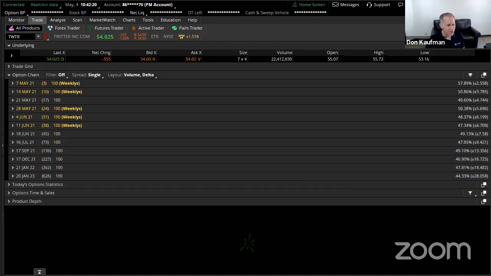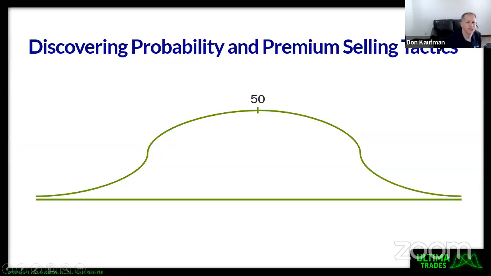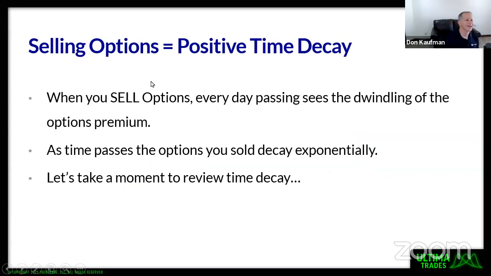Now, as we start to forge forward, all I wanted to do at this point is just introduce the sale of an option. Now we're going to take it a step further. Selling options equals positive time decay. When you sell options, every day that passes sees the dwindling of options premium. I always think of the Wicked Witch when they dump water on her. She's like, I'm shrinking. That's how it works in my head.